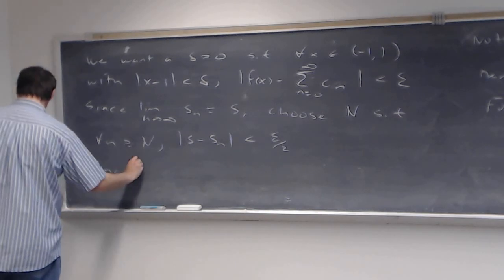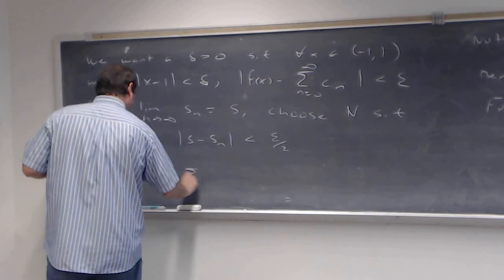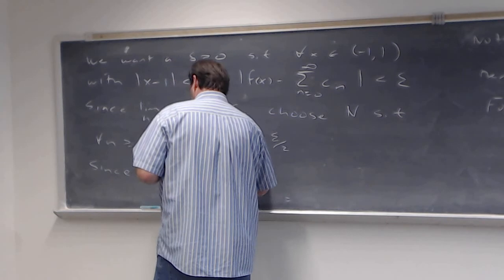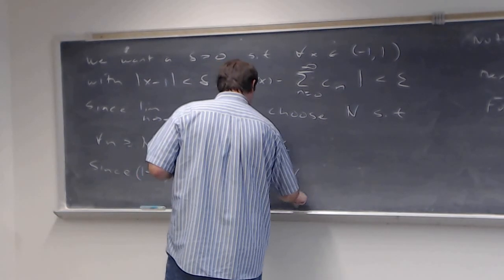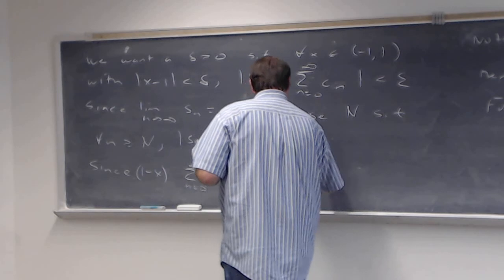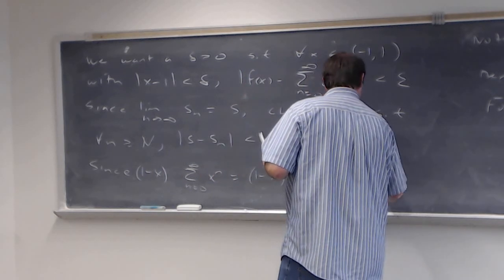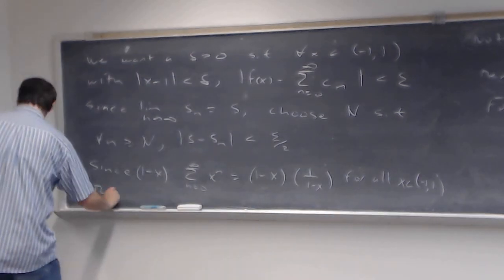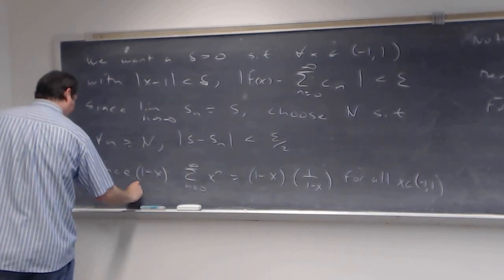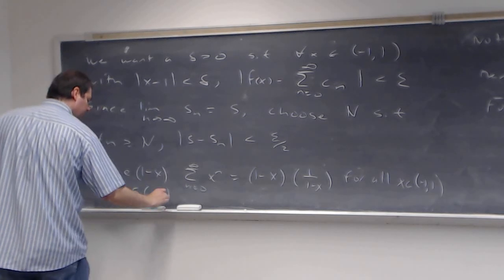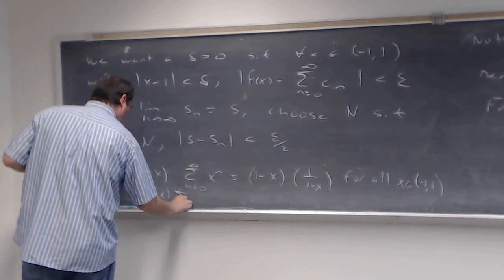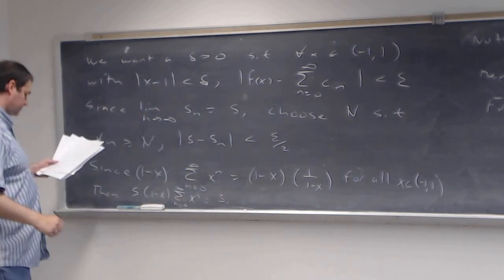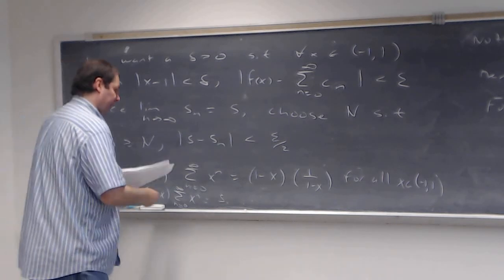Since 1 minus x times the sum as n runs from 0 to infinity of x to the n equals 1 minus x, this is the geometric series, over 1 minus x, and that's true for all x in minus 1 to 1, then s times 1 minus x times the sum as n runs from 0 to infinity of x to the n really equals s. Okay? And that's true for the x's in between minus 1 and 1.